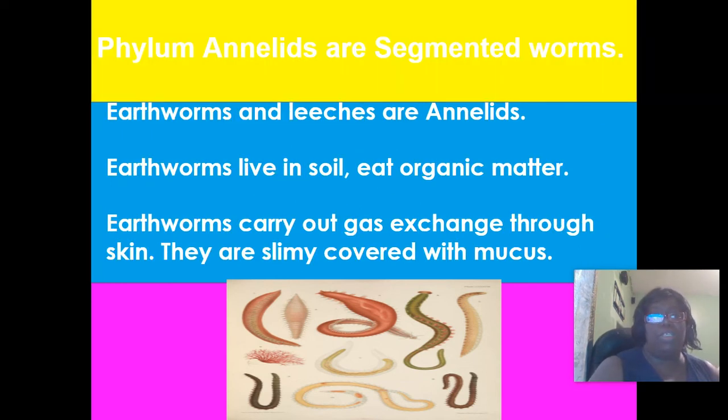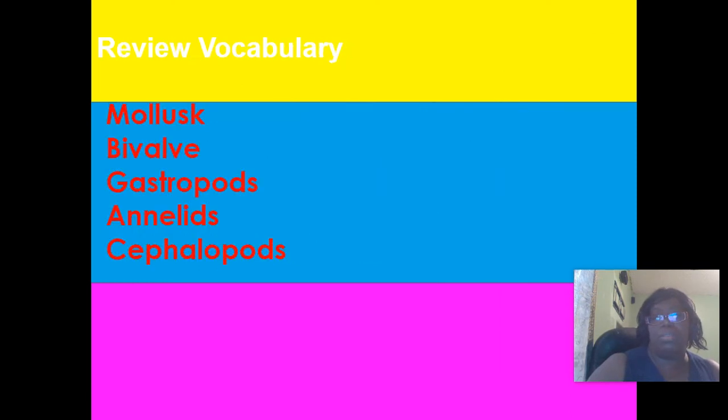So phylum annelids are segmented worms. Earthworms and leeches are annelids. And you can probably go in the backyard somewhere your parents allow you to dig, and you're going to find some earthworms out there if you live sort of in a country area. You're definitely going to find them if you look for them. Earthworms live in soil and they eat organic matter out of the soil. Earthworms carry out gas exchange through the skin, and they are slimy, covered with mucus. So let's review. We have mollusks, bivalves, gastropods, annelids, and cephalopods.